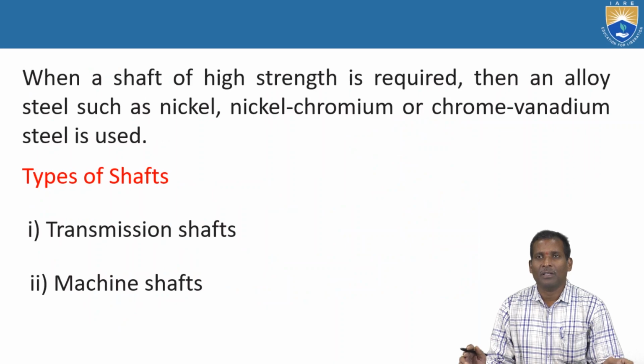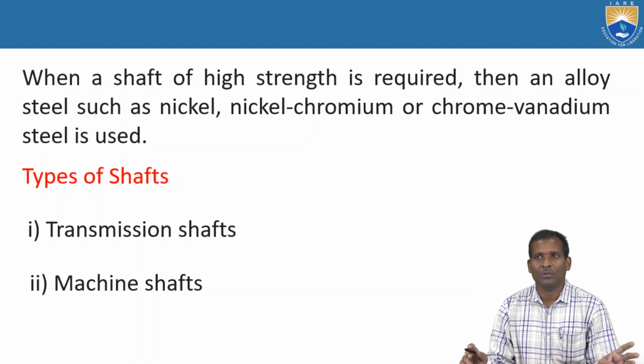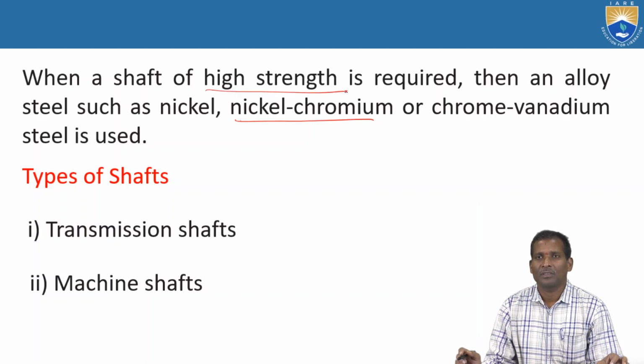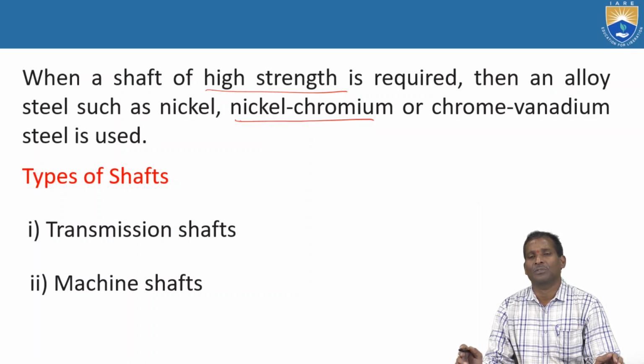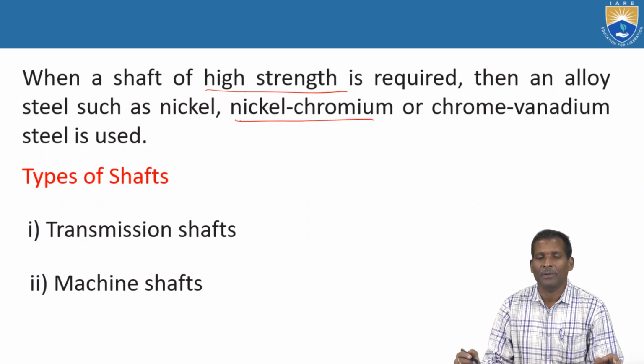Wherever a shaft of high strength is required, alloy steels such as nickel chromium and chrome vanadium steel are used. So where high strength is required, nickel chromium and chrome vanadium steels are used. For ordinary shafts, I have already explained in the previous slide.